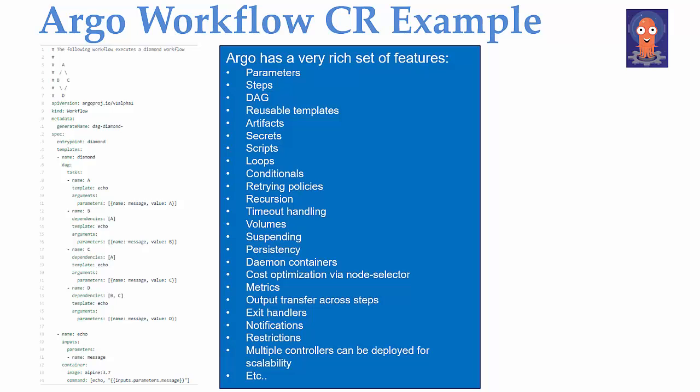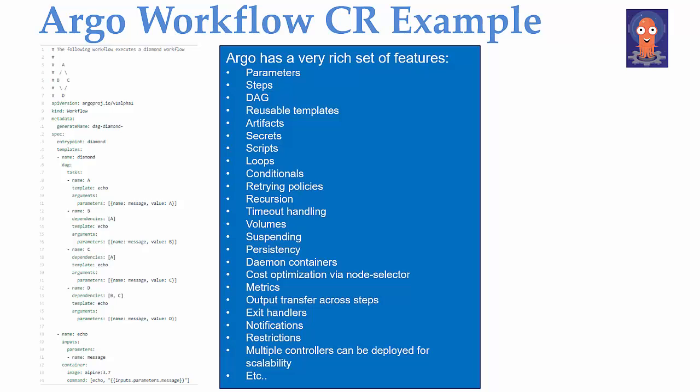This goes far beyond this simple example. It allows to specify different topologies. It allows to reuse templates, allows to specify secrets, artifacts. It has scripting, it has loops, conditionals, retrying policies, recursion, timeout handling, notification, restrictions, metric collection, even things like cost optimization via node selector, when you can instruct Kubernetes to execute a specific template on, let's say, a cheaper node or a node with some specialized hardware and so on and so forth.